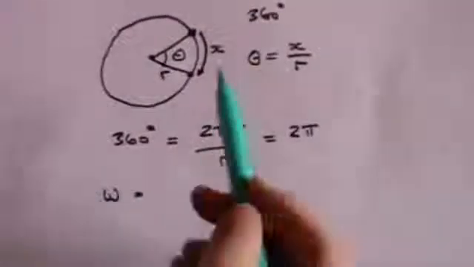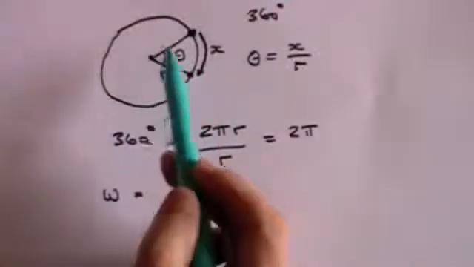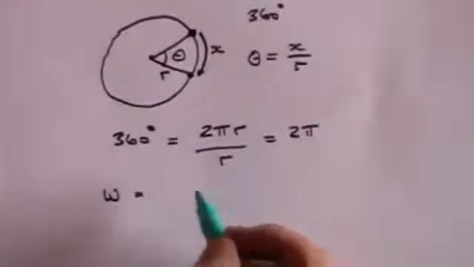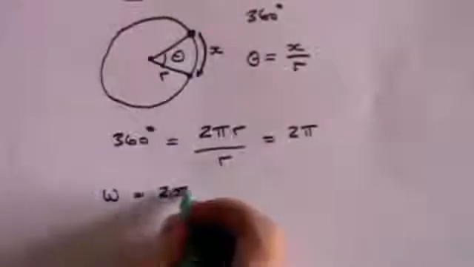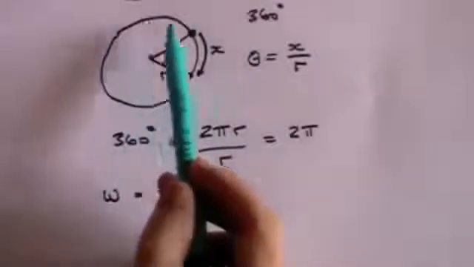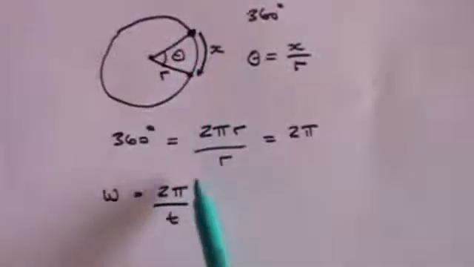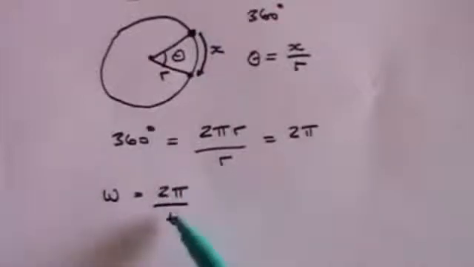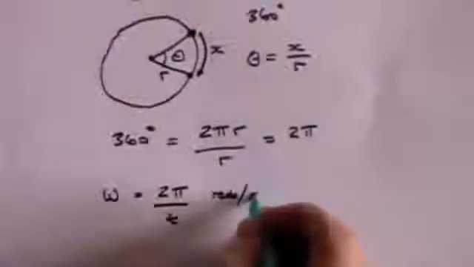And omega, the speed, is the change in the angle with respect to time. It's how fast the angle changes. So that will be the radians per second, which will be 2 pi divided by t. What we're saying is that when the ball goes round a full circle, it sweeps out 2 pi radians, and it does that in t seconds. So the angular velocity will be the number of radians, 2 pi, divided by the time taken to do that full circle, t. So omega is 2 pi over t radians per second.